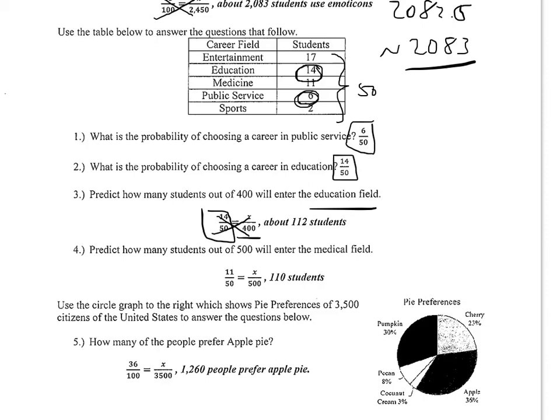Number 4, I'm looking at the medical field, so I go up in the table, and if you notice in the medical field, there's 11 right there, 11 out of 50, so that's where this comes from right here. I use that, 11 times 500, divide that by 50, 110 students.